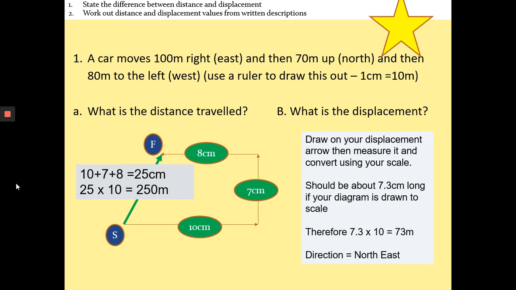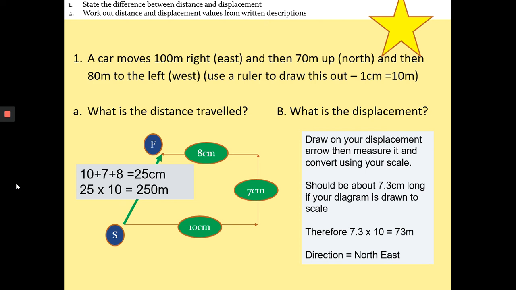Now, what you've got to do now is measure that line with your ruler. I need to know how long that line is in centimeters. And when I drew this out, I got a line that was 7.3 centimeters long. But remember, that's not the displacement length because this is a scale diagram. So I need to multiply that by 10 to give me 73 meters.